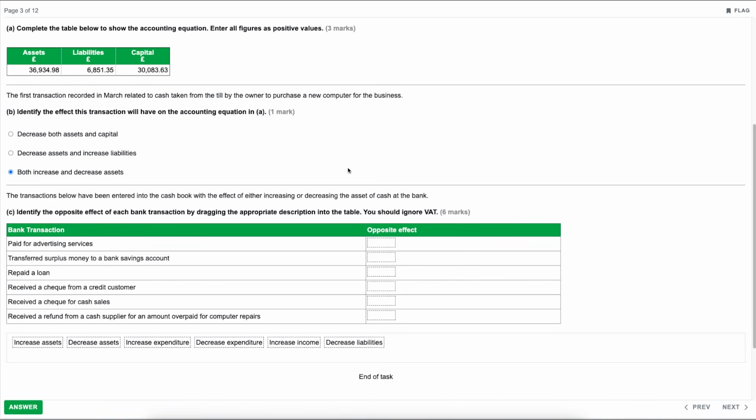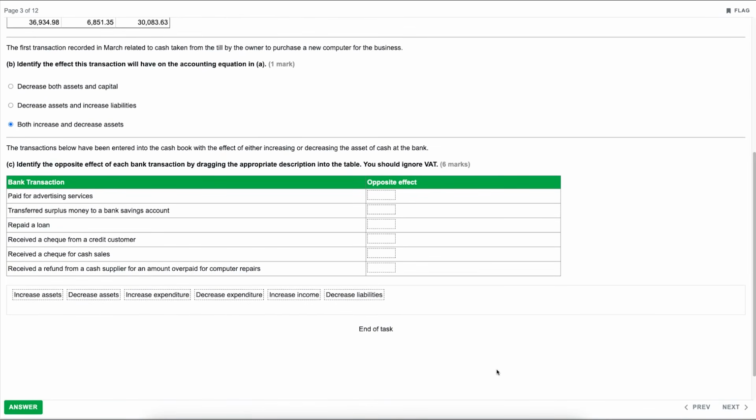Okay, moving on to part C then. It says the transactions below have been entered into the cash book with the effect of either increasing or decreasing the asset of cash at the bank. Part C, identify the opposite effect of each bank transaction by dragging the appropriate description into the table. And you can ignore VAT. So this one's 6 marks, so 1 mark for each box.